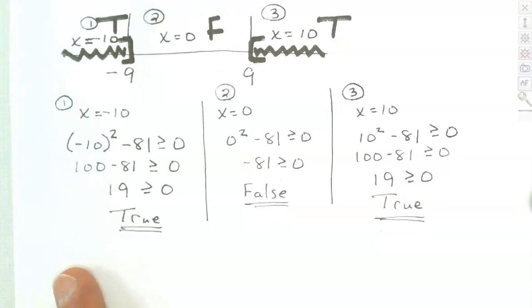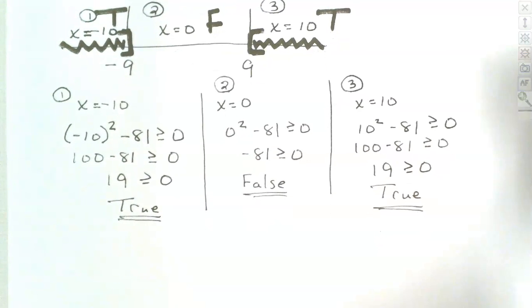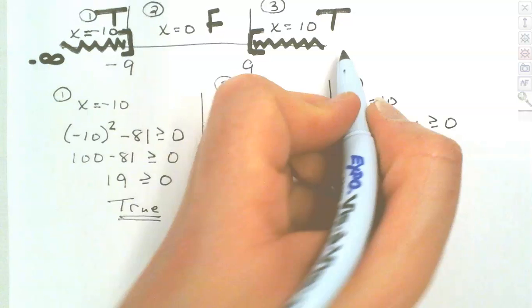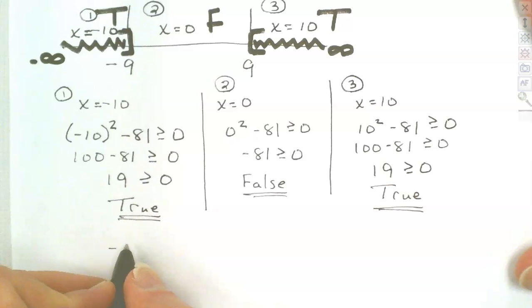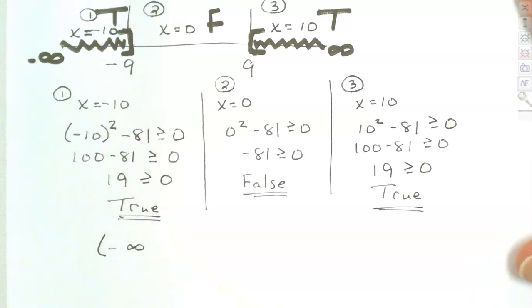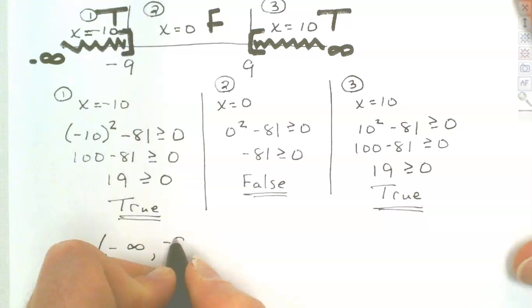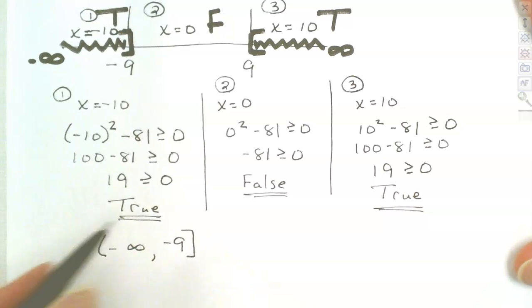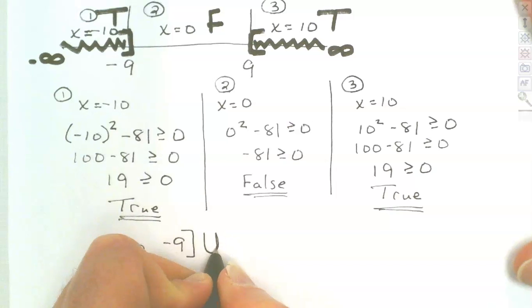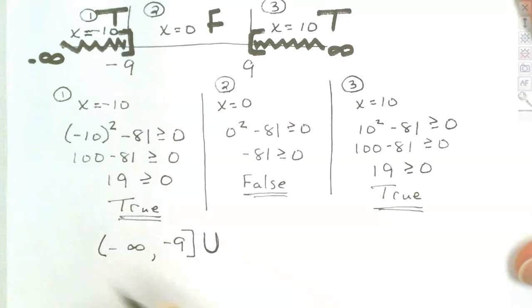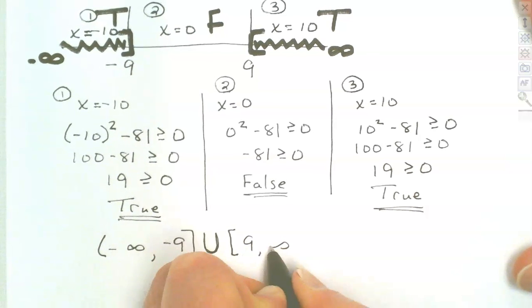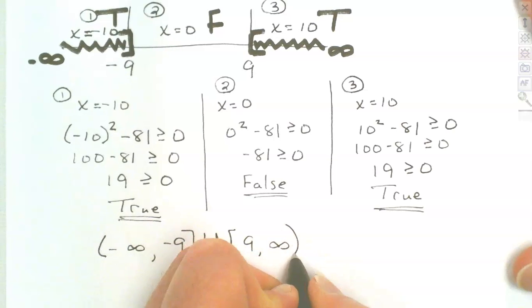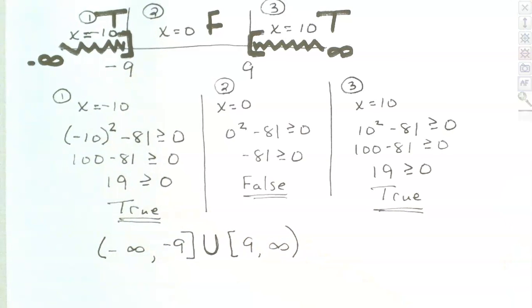And then how do we write our answer? Here's how we write our answer. Reading it from left to right, we've got negative infinity with the parentheses, comma, negative 9 with the square bracket. We use a U to put the pieces together, to unite the pieces. And then what's our other side going to be? 9 with the square bracket to 10 with parentheses. So that will be your answer on that.